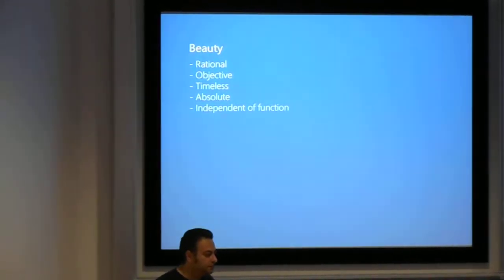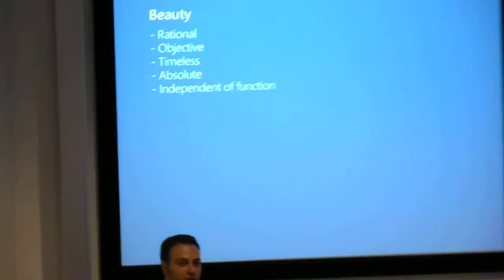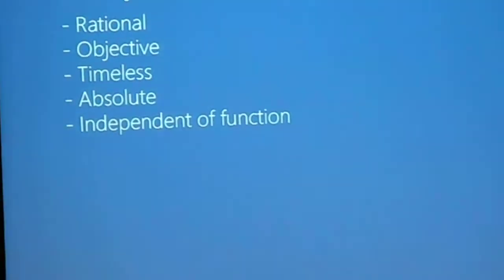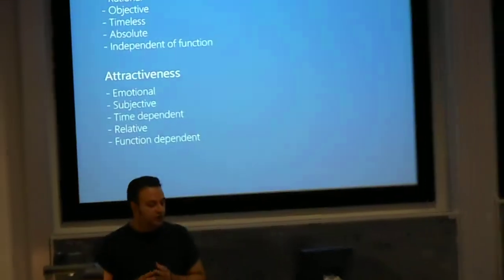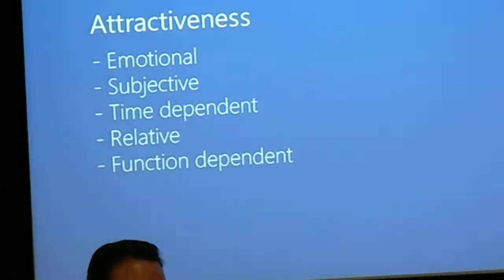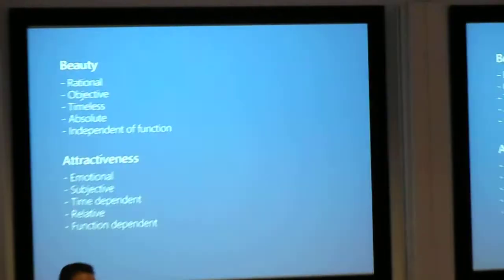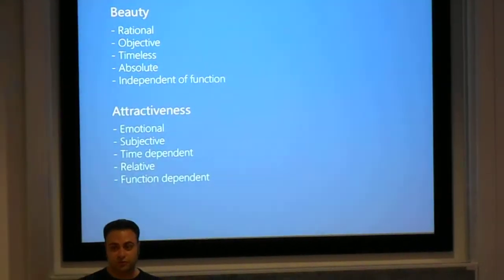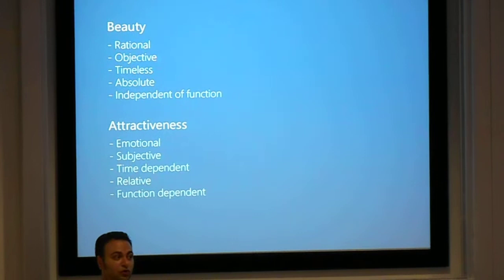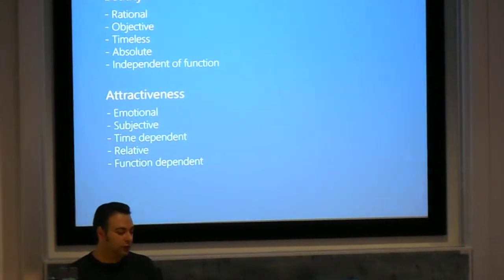So beauty is rational, objective, timeless, absolute, and independent of function. Doesn't matter what the function is. If it's beautiful, it's beautiful. Attractiveness, on the other hand, is emotional. It's subjective. It's time dependent. Something that's attractive today won't be attractive next year. It's relative. We always compare the products with each other. And it's also function dependent. So something that you don't know what the function is won't be attractive. Okay.